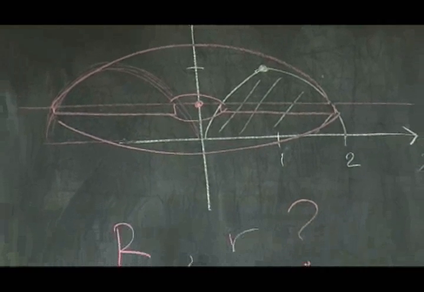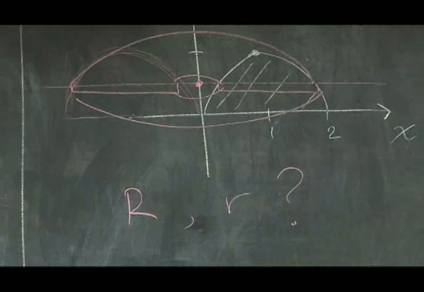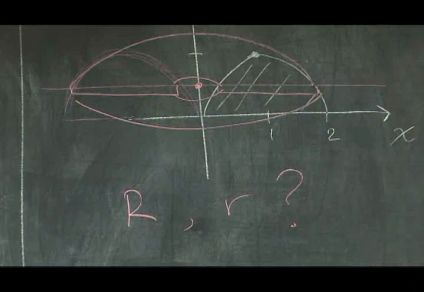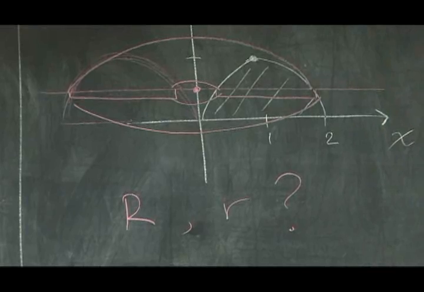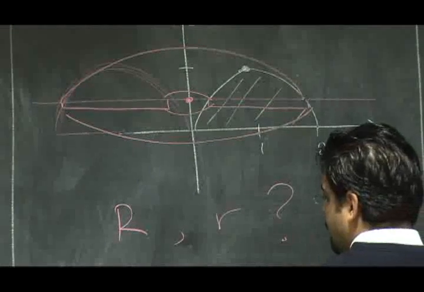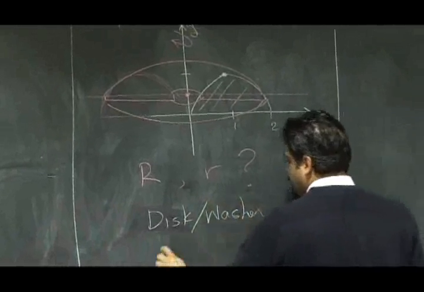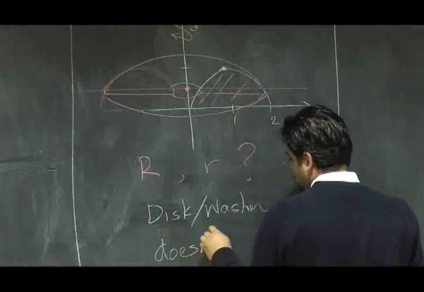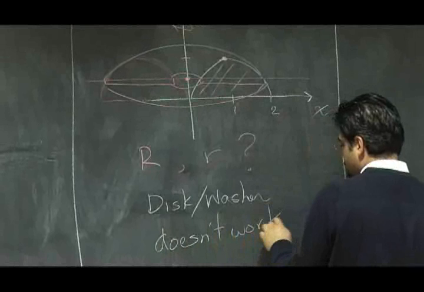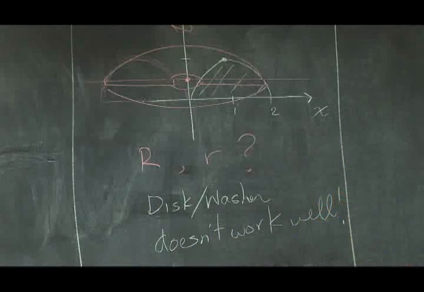Big R and small r are difficult. So we have to come up with another method for doing this. So this washer doesn't work, or is hard. Let's say it doesn't work well.